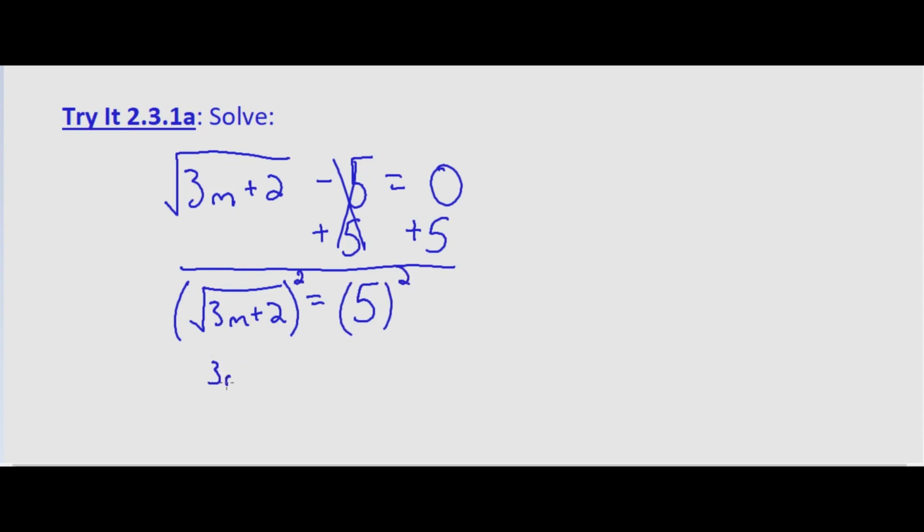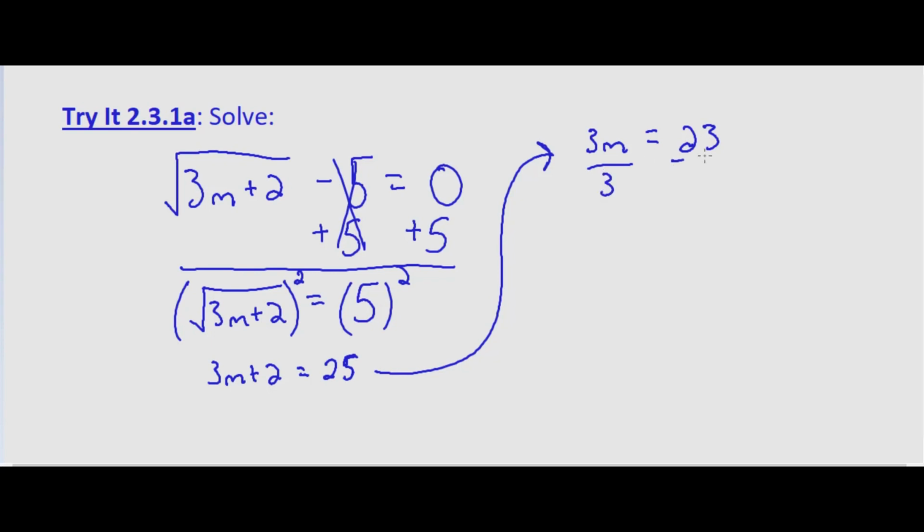So now we have 3m plus 2 equals, because the square root of 3m plus 2 squared is just 3m plus 2. And then 5 squared is 25. Now let's go ahead and bring this up here. If we subtract 2 from both sides, we get 3m plus 2 minus 2 is just 3m, equals 25 minus 2, which is 23. And then we would finally divide both sides by 3. So m equals 23 thirds.